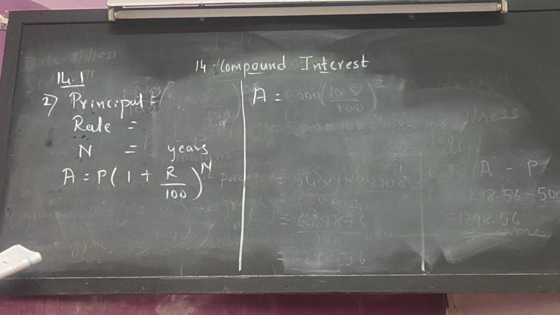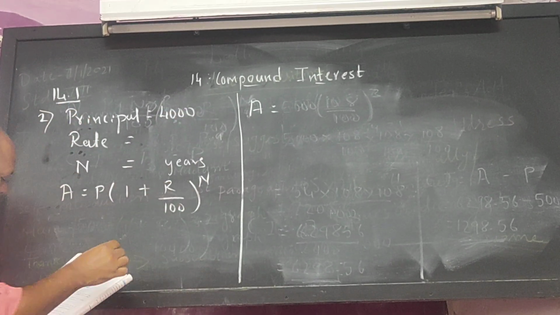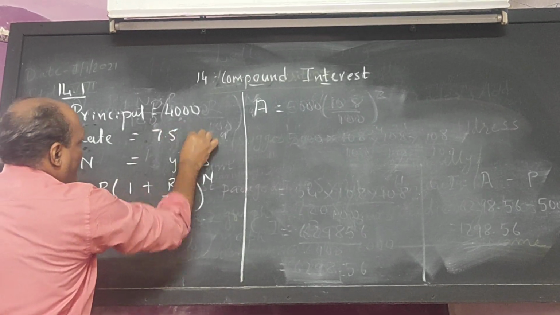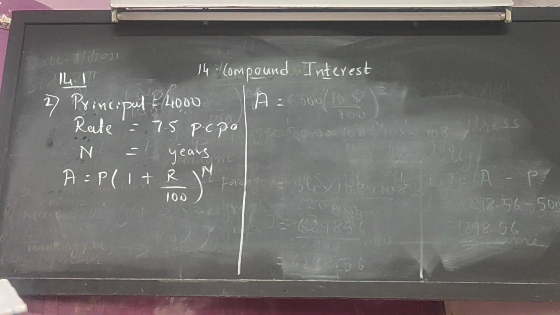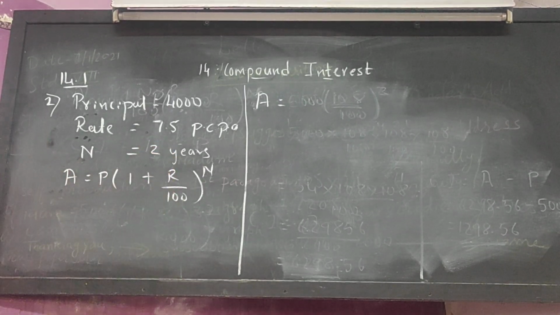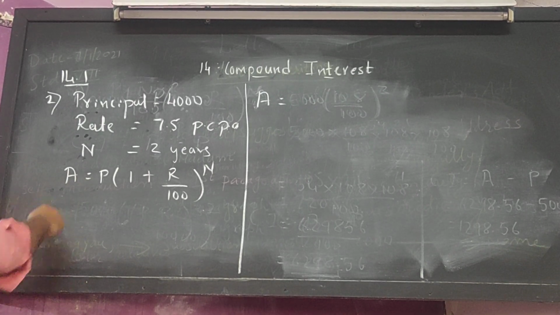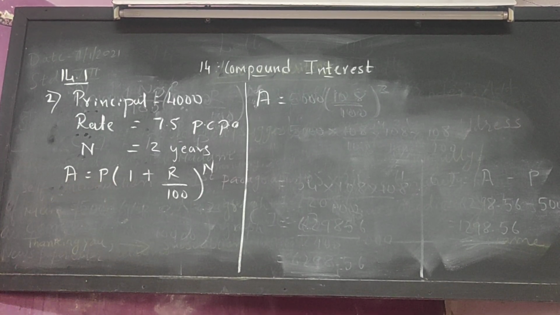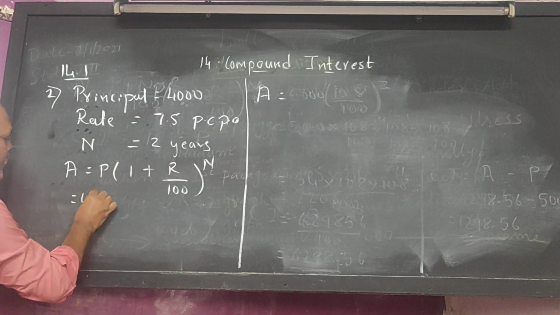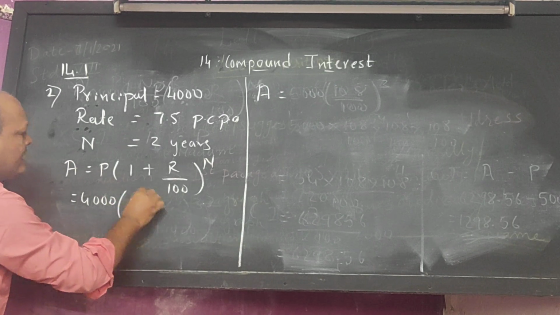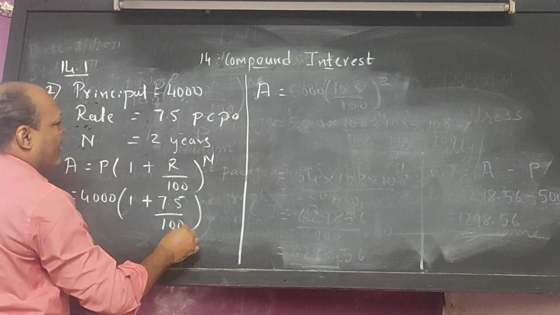Okay, for the third sum, the principal is given to you, 4000. R is given to you, 7.5% per annum. Your rate is given in decimal point, so you have to do the calculation properly over here. N is given to you here. You have to find compound interest and amount. To find the amount, the formula is P (1 + R/100)^N. Principal is 4000, 1 plus R, 7.5 upon 100, raised to N, which is 2.